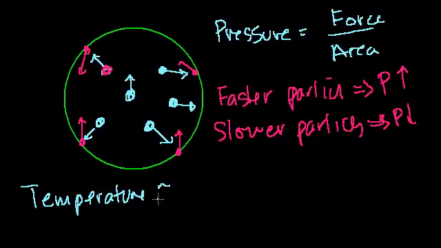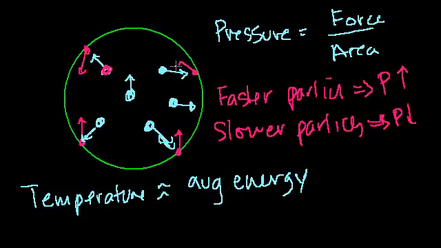So I'll put a little squiggly line because there's a lot of ways to think about it, but average energy, and mostly kinetic energy, right? Because these particles are moving and bouncing. The higher the temperature, the faster that these particles move, and the more that they're going to bounce into the side of the container. But temperature is average energy.